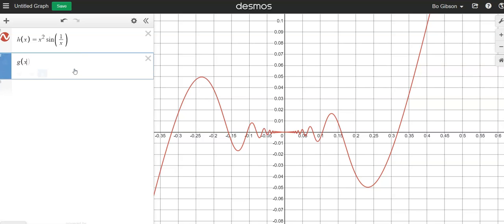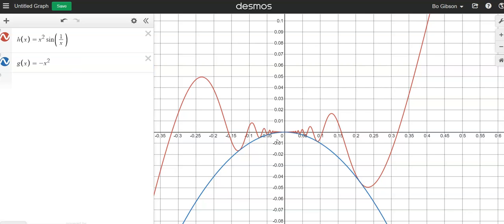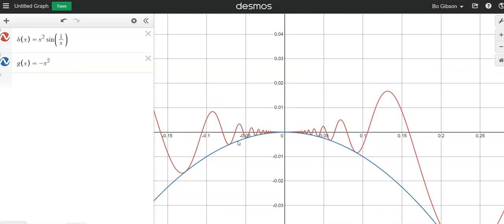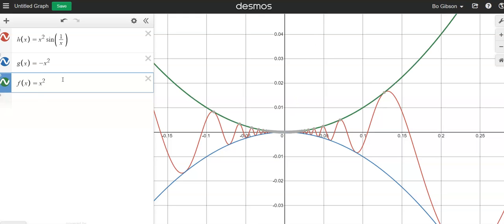So our g of x was negative x squared. Notice it's just kind of tangent to these curves here from the bottom, and then f of x was positive x squared. And then you can kind of see this squeezing happen, right? This h of x function is just oscillating between our green and blue functions.